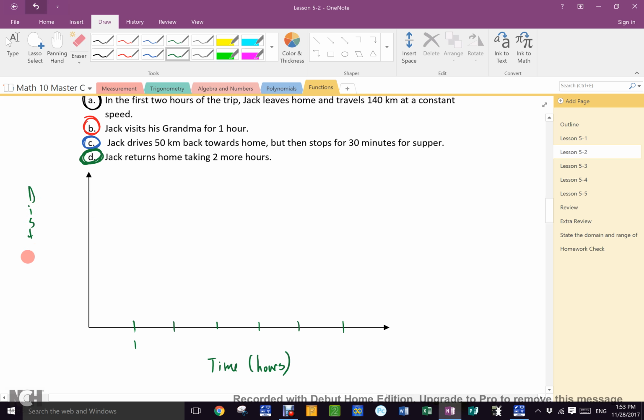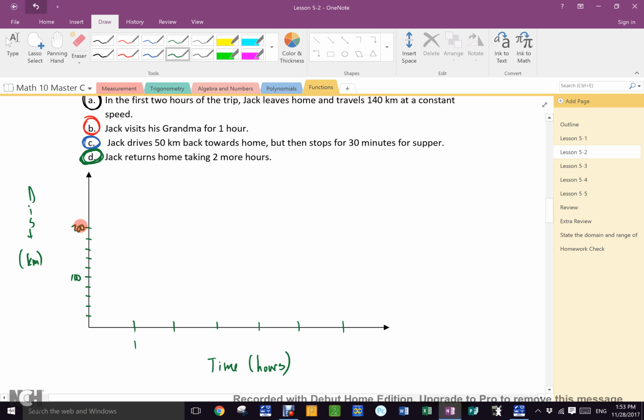In what? km. I'm going to go up by 20. 2, 4, 6, 8, 10. There's 100. 2, 4, 6, 8, 20. There's 200. Is everybody happy with that?